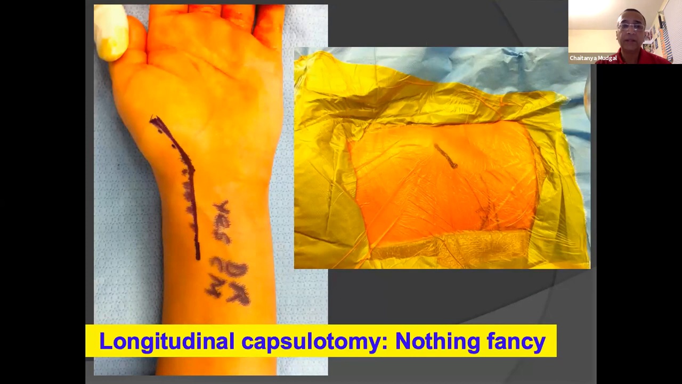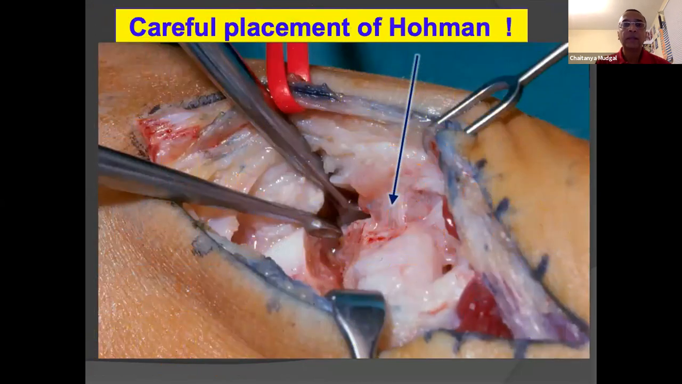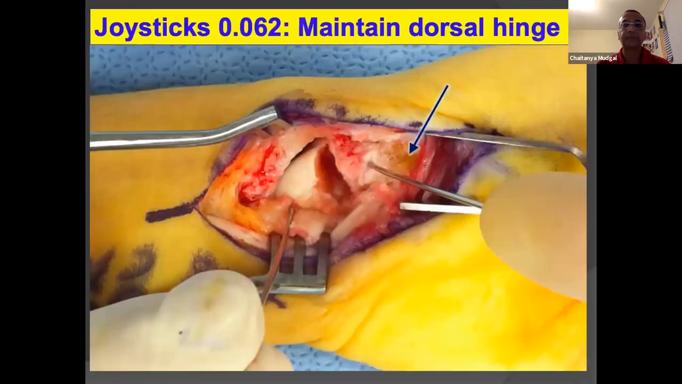And when I get down to the capsule, I simply make a longitudinal capsulotomy. I do not rely on quote unquote anatomic capsulotomies. They do not make a difference in my opinion. Once you get down to the capsule, you have to be really, really careful to make sure you do not put your Hohmann retractor in this location. This is the dorsal ridge, and that's where your vascularity is coming in from. If you strip this, you're basically making the scaphoid dysvascular even distally.